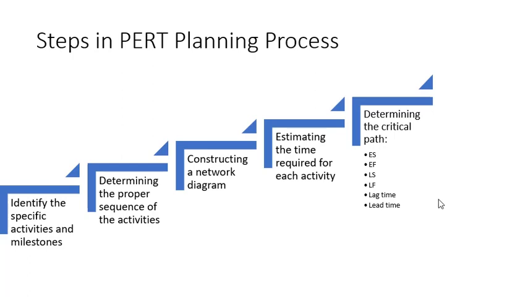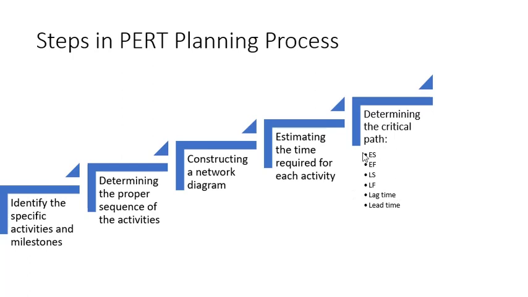Then we have LS, that is latest start time, which refers to the latest possible point in time that an activity may begin without delaying a specific milestone. It is referred to as latest start time or late start date. Then we have latest finish date, that is the latest possible time in which the activity may be completed without delaying a particular milestone, right?